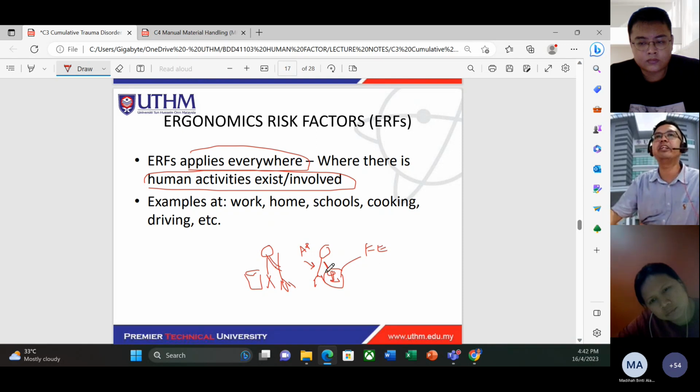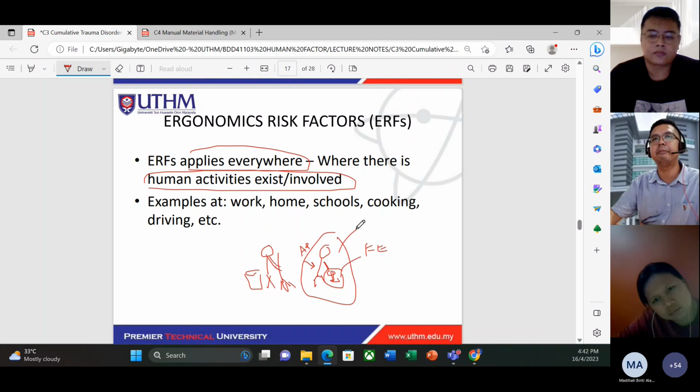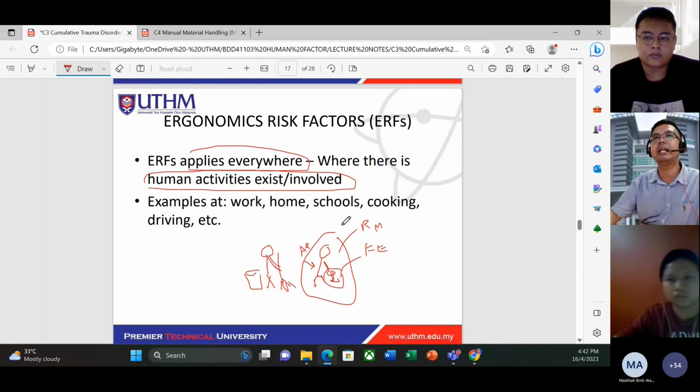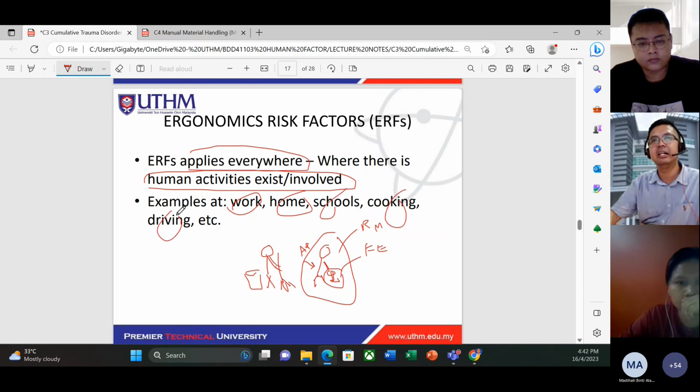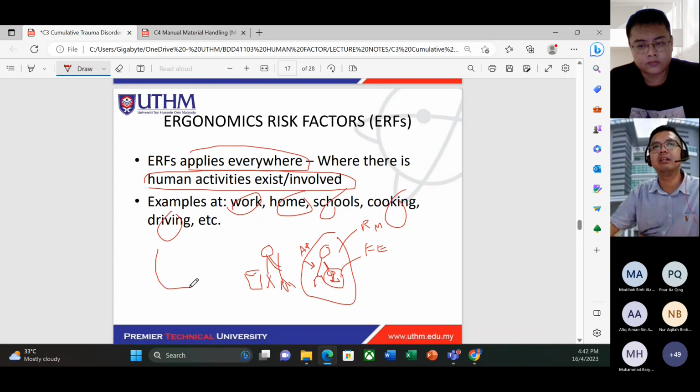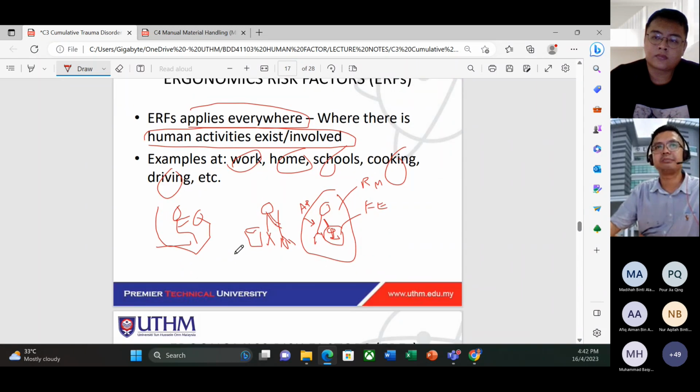Another thing is repetitive motion, repeated at the same time. This is the list of ergonomic risk factors that might be found in human activity when performing work tasks, for example at work, home, school, cooking, driving. Even when we are driving, sitting in the car, there is also potential ergonomic risk, for example awkward posture, improper back posture, repetition, and other things.